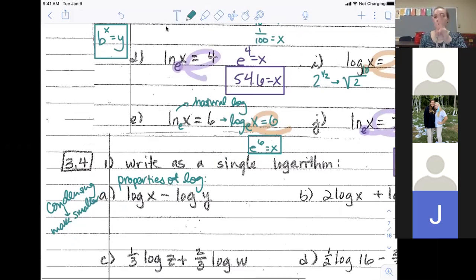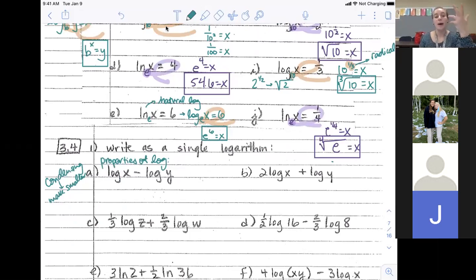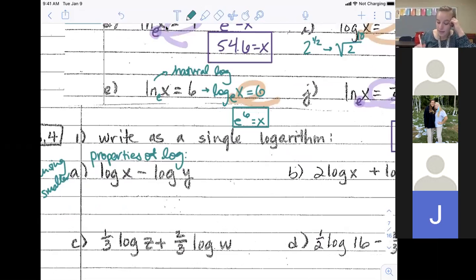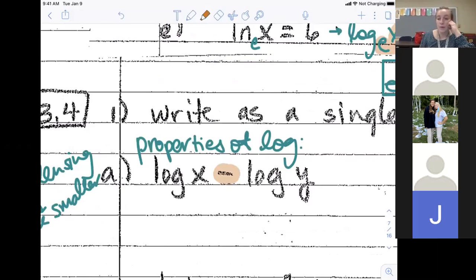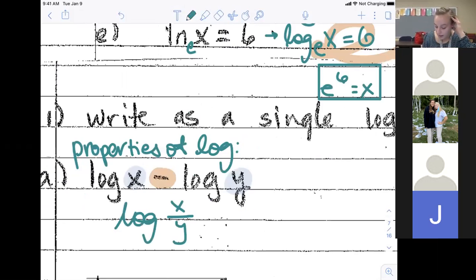There are about 3 different things that we can do in order to combine or break down these logs to condense them. The first one is if I have a minus sign and I want to put it into just one log, minus means that I'm going to combine them by dividing. So I'm going to divide the 2 things that I'm taking the log of. So I would do log of x divided by y. You can write that up here as minus goes to division, or you can say subtraction goes to division, whatever makes you happy.